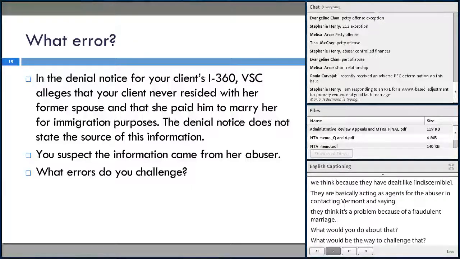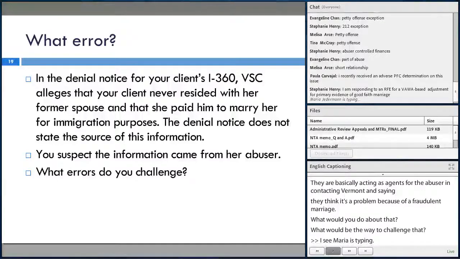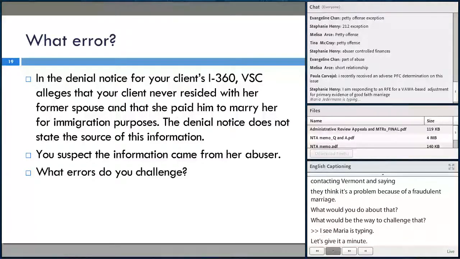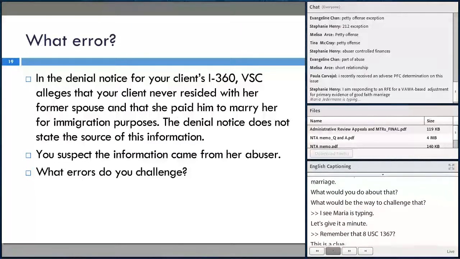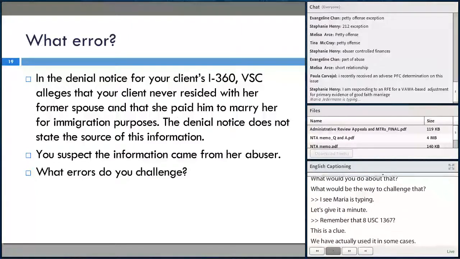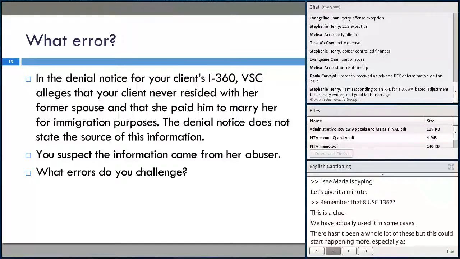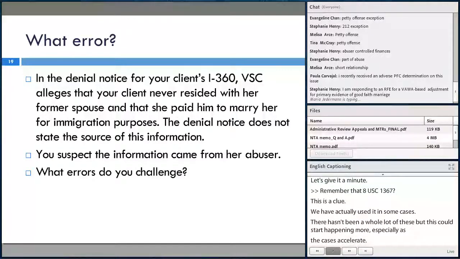Right. We'll give you a clue. Remember that 8 U.S.C. 1367 we talked about? And we have actually used this in some cases. There haven't been a whole lot of these, but this could start happening more, especially as the cases accelerate. If you think the information may have come from the abuser, what would you argue to them in response? And what would you ask for?